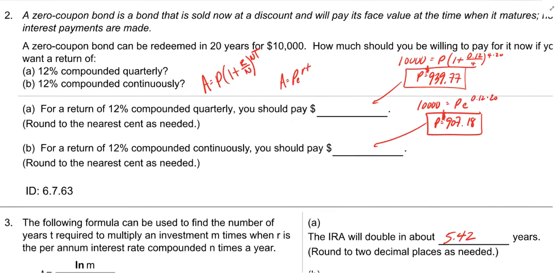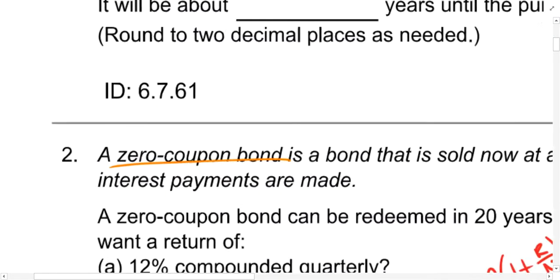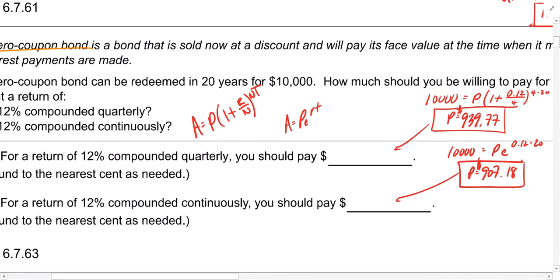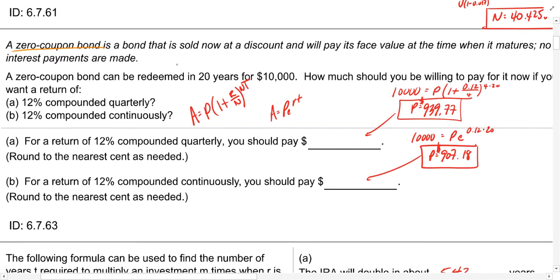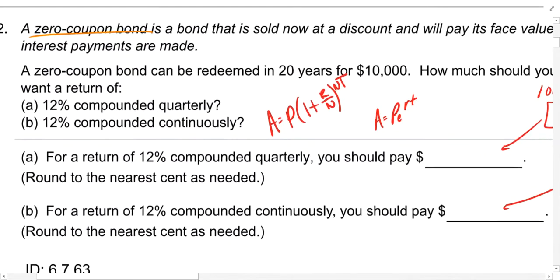For number 2, we're told something about this zero coupon bond. Now, much like number 1, in number 2, you don't have to be an economics expert to be able to address and account for the math in this particular problem. But evidently this zero coupon bond is a bond that is sold now at a discount and will pay its face value at the time when it matures. No interest payments are made.